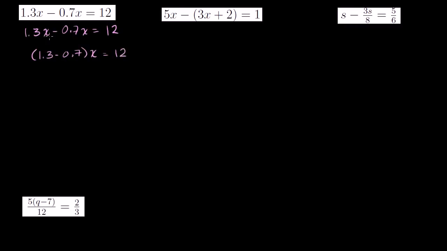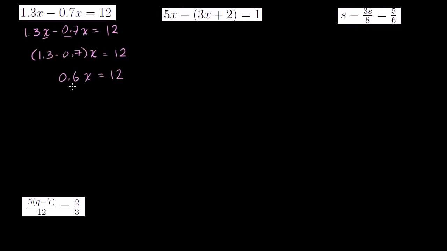You can imagine that I did the reverse distributive property out here. I factored out an x. But the way my head thinks about it is I have 1.3 of something minus 0.7 of something. That's going to be equal to 1.3 minus 0.7 of those somethings, that x. And of course, 1.3 minus 0.7 is 0.6. 0.6 times x of my somethings is equal to 12.